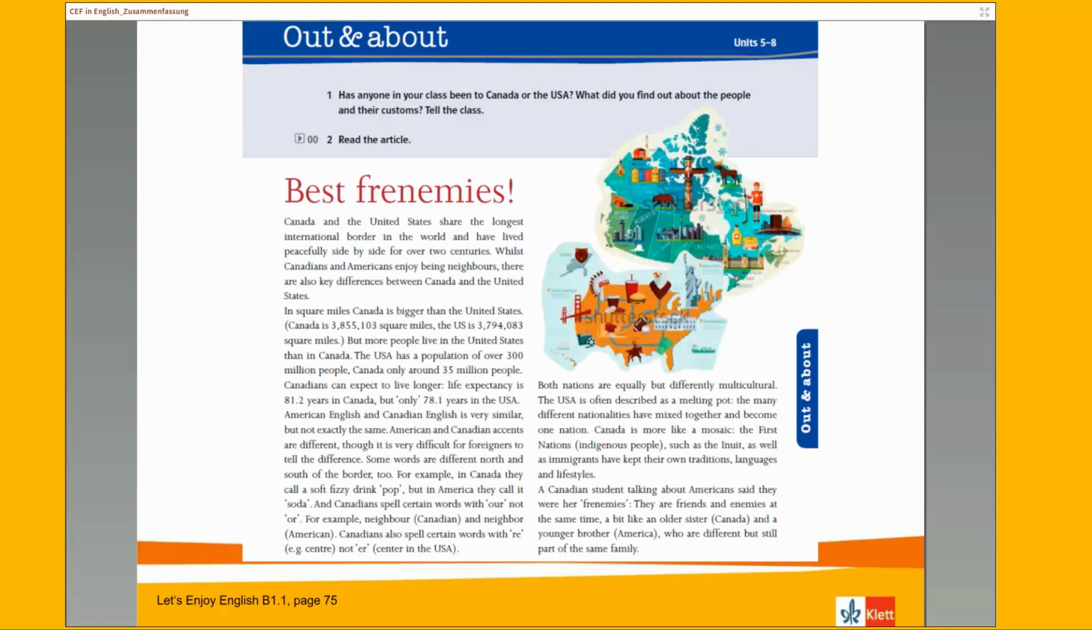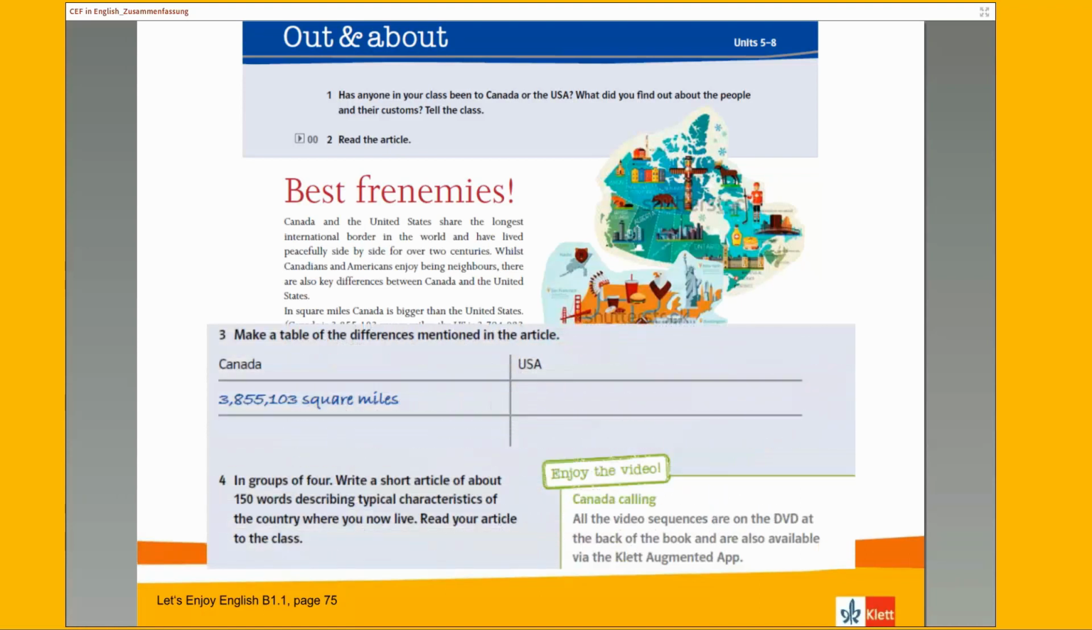And that is included in our course books by way of texts, audios, and videos. In the case of Let's Enjoy English, all three of them, audios, texts, and videos, on cultural highlights and cultural features of certain varieties of English. In this case, Best Frenemies, a text about the USA and Canada. Learners read this text, and every text is also accompanied by tasks. So here they should read the text and then make a table of differences mentioned in the article. They can also add their own ideas, but first they would focus on the text.